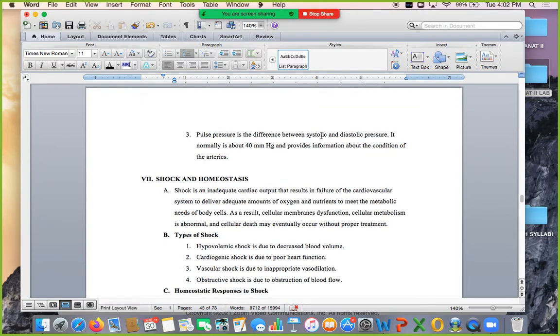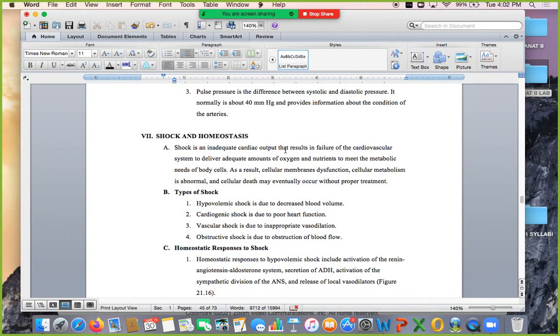And you're looking at, again, systolic over diastolic. The difference is going to be called pulse pressure. So if you subtract the two, that's your pulse pressure. It should be approximately 40 millimeters of mercury.